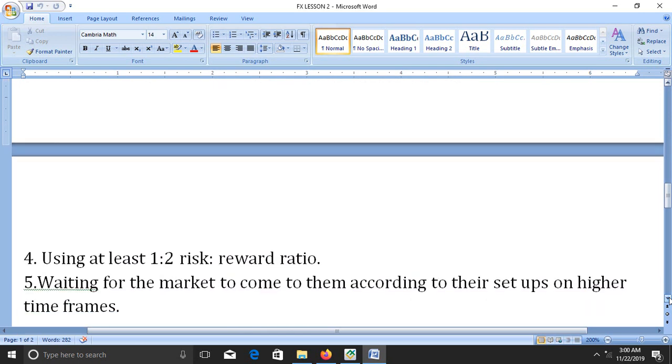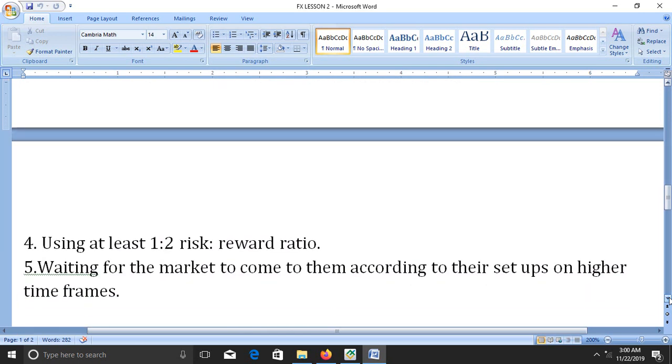Then you need to also use a good risk reward ratio, a good RR ratio, which means at least you must use 1:2 RR. What's the meaning of that? At least you must risk half of your potential profit. Your potential profit may even be 4 times your risk.